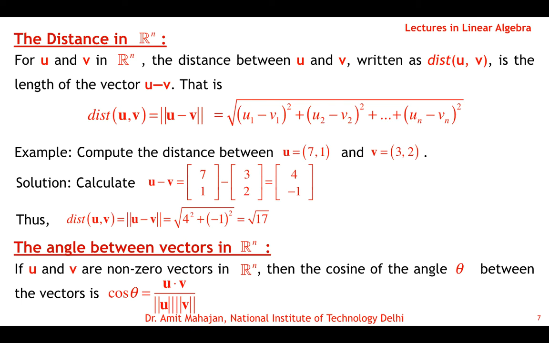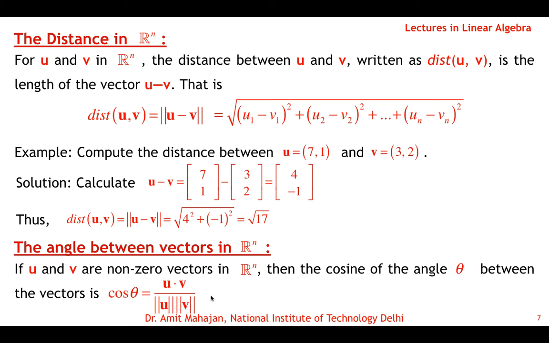Another definition here is the angle between vectors in Rn. If u and v are non-zero vectors in Rn, then the cosine of the angle theta between the vectors is given by cosine theta equals u dot v over length of u times length of v. That means the angle between two non-zero vectors can be easily calculated by calculating the cosine of the angle, which is equal to the inner product of the vectors divided by the length of each vector.